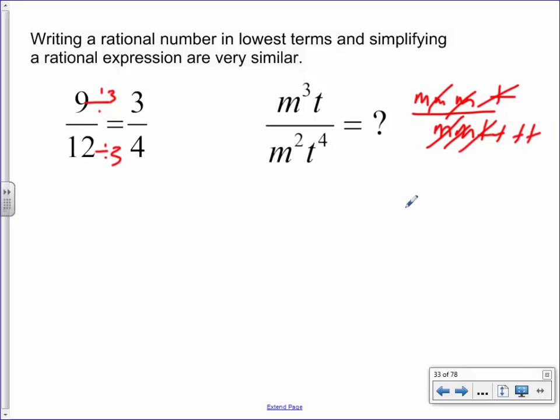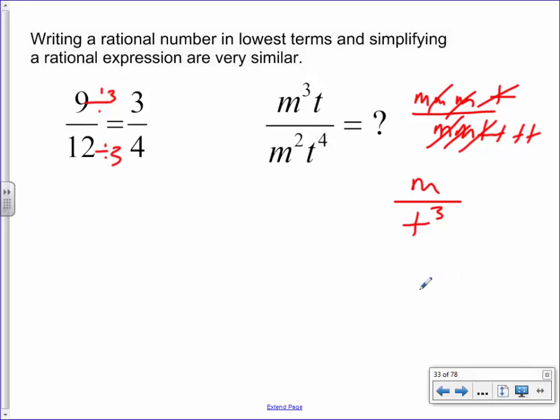So when you cancel that 1 t in common, there's 3 t's left. Only these t's are now on the bottom. So the answer to this would be m over t cubed. Does that make sense?